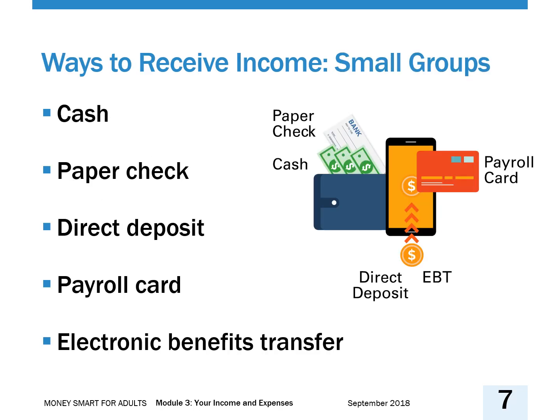There are several ways to receive income: cash, paper check, direct deposit, payroll card, electronic benefits transfer, for instance, Venmo. Let's identify the pros and cons to these 5 common ways to receive income. Come up with the pros and the cons. Pause your presentation and then return when you have those.